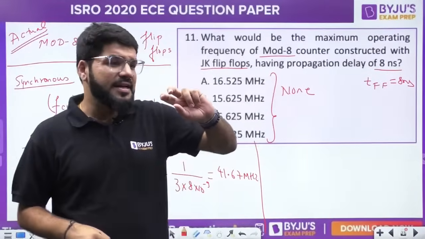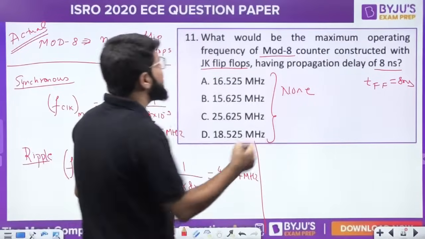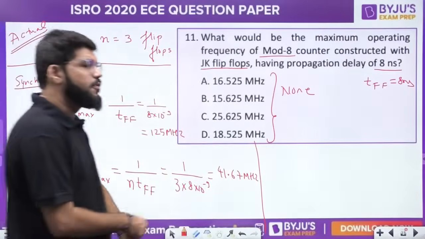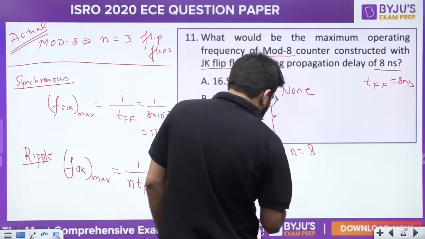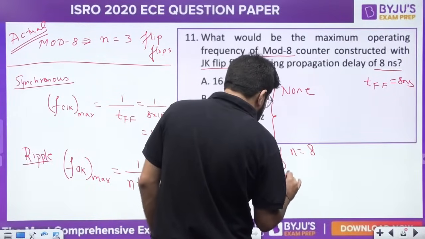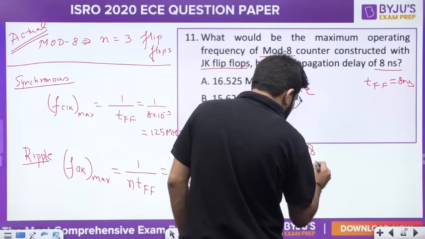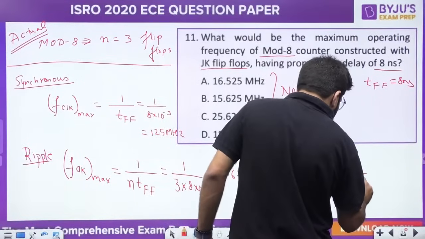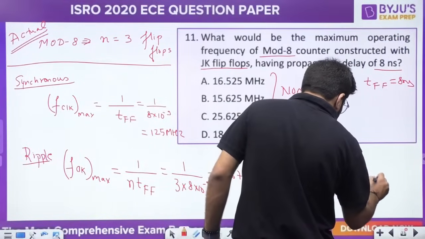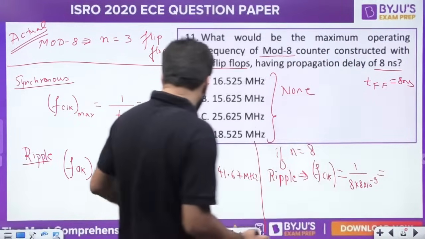Okay, they might be considering an 8-stage flip-flop. So if I consider n equal to 8, and considering a ripple design, then the clock frequency will become 1 upon N times TFF, that is 1 upon 8 into 10 raised to the power minus 9. And then this will become the previous answer.